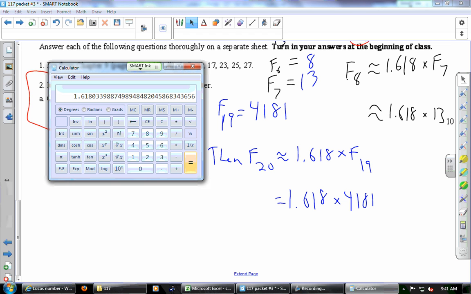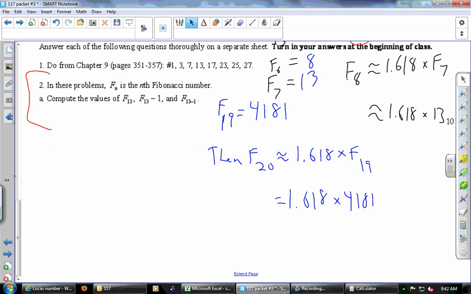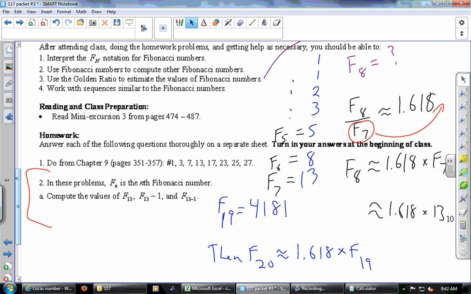If I take this and multiply it by 4181, I get 6765.0001. That is darn close to the right answer of 6765. But multiplying by 1.618 is probably going to be good enough for our purposes. The technical way to get the next number is to add the previous two numbers. That's the right way to do it.